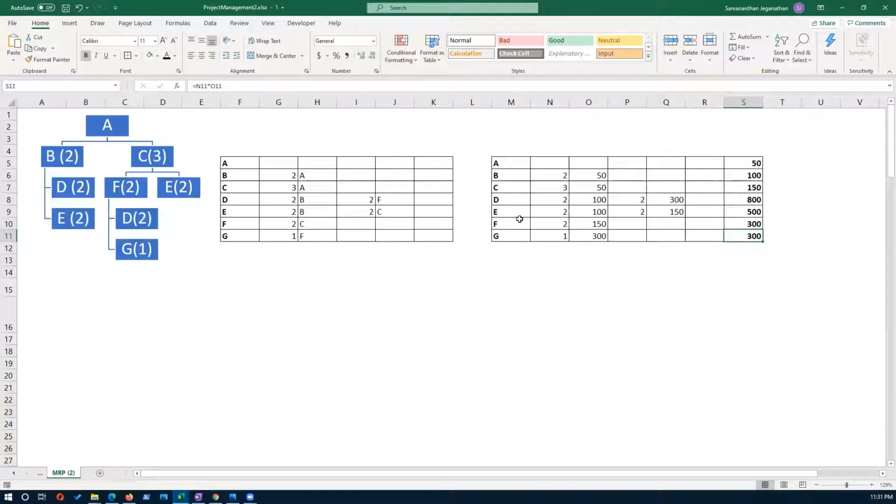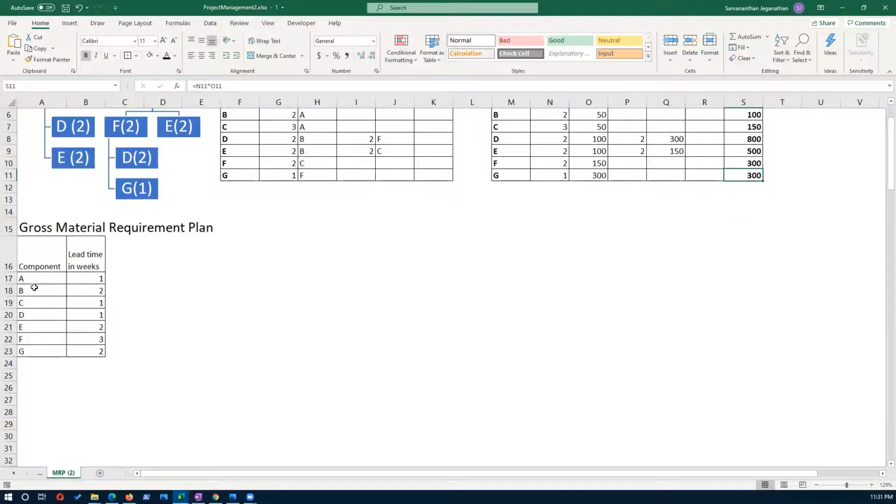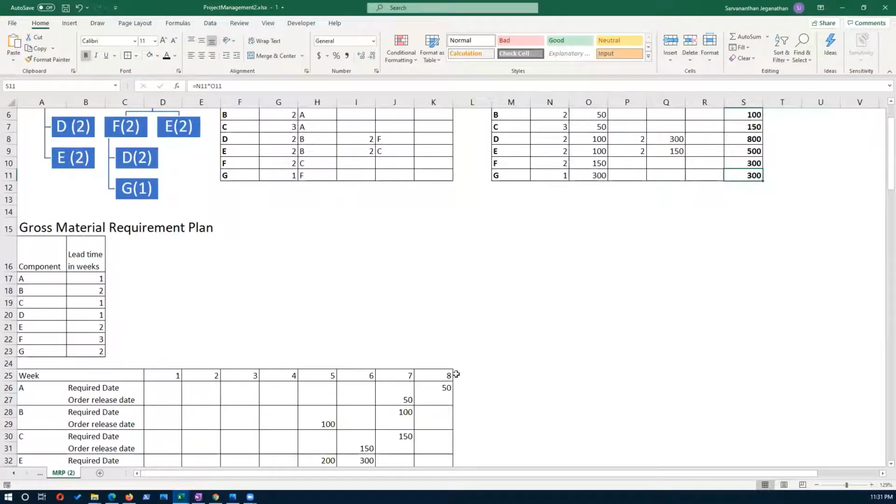Now, once we have these numbers, this is the number of items or components you need to create 50 units of A. Based on this and based on the lead time, we can create the gross material requirement plan. To create the gross material requirement plan, we are using the lead time here. What we're doing here is working backwards. So we're starting from A.